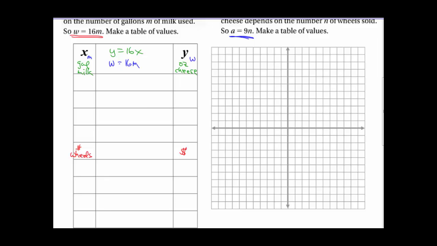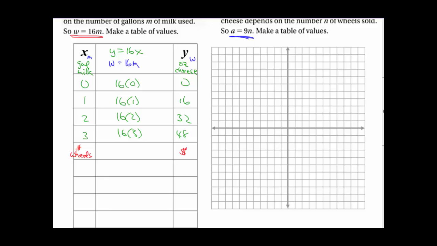So if we start off with a simple one, let's go with 0. If we input 0 for X, we get 16 times 0, which is 0 ounces of cheese. If we do 1 gallon of milk, we input 16 times 1, we get 16. And if we do 2 and 3 gallons, we go 16 times 2 and 16 times 3, so we get 32 and 48 ounces.